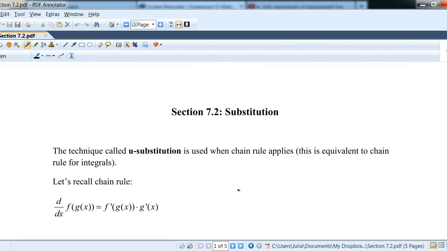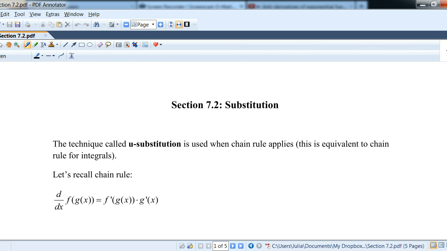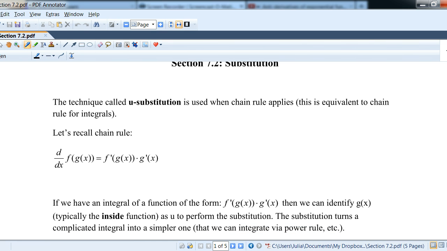Recall that there is no product or quotient rule for integrals, but there is a version of chain rule, sort of. If you recall what chain rule is, the derivative of a composite function, f of g of x, is the derivative of the outside, f prime of g of x, times the derivative of the inside. Now, if we're working backwards, if you see the f prime of g of x times g prime of x under the integral, then you can use this technique called U-substitution.